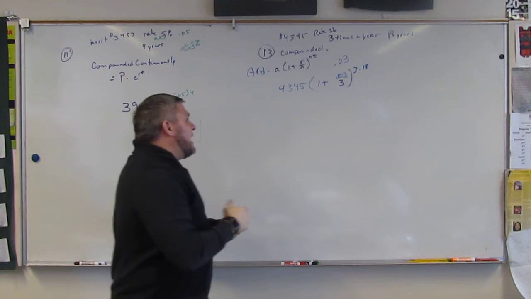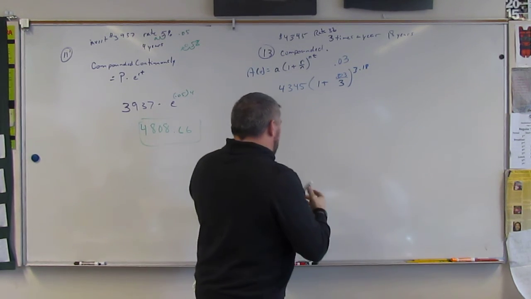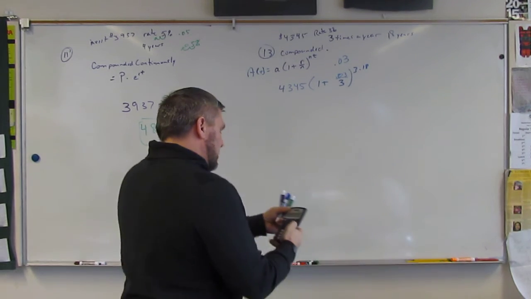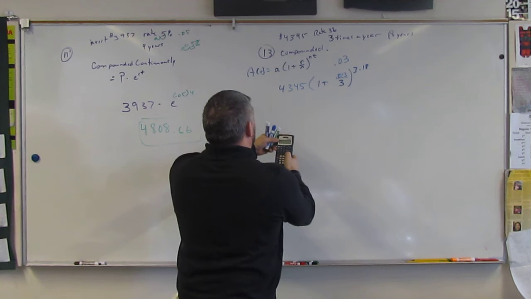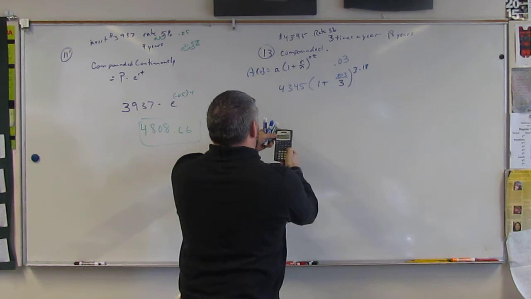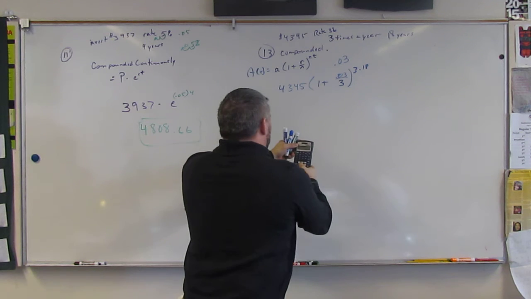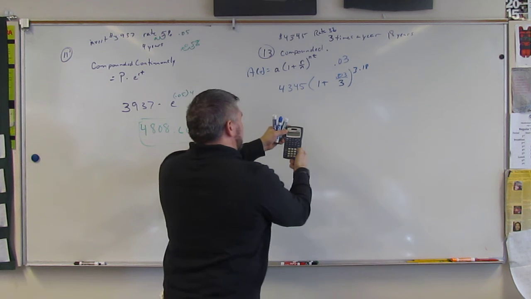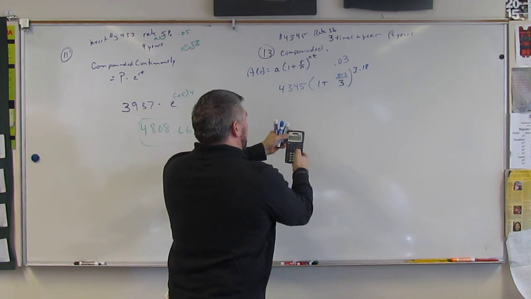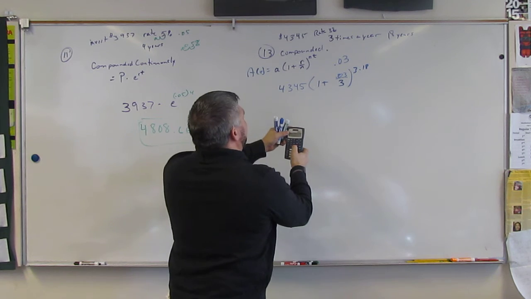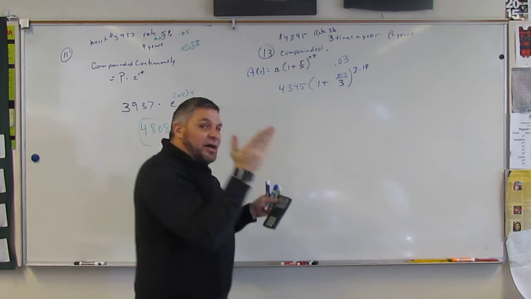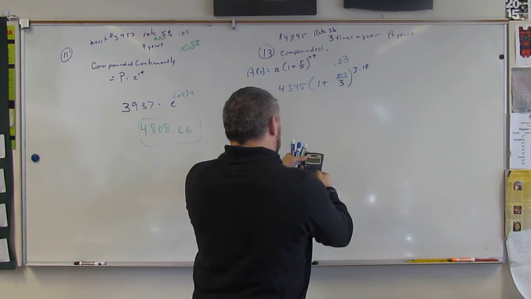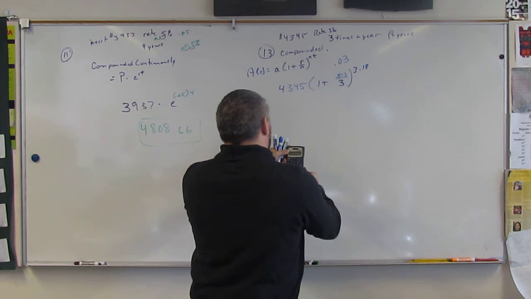So if we think about that, how many times? Well, I just plugged that into my calculator. I don't have to think about it. I just say, plug it in correctly. 4,345 times, so I just put parentheses, 1 plus 0.03 divided by 3 in the parentheses, and then bring my caret, and want parentheses. So I want to say 3 times 18. And then in the parentheses and then go equals.